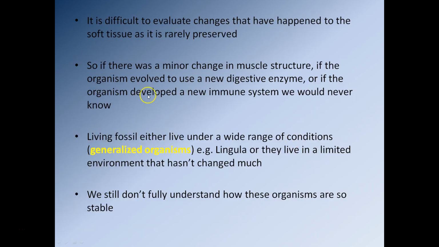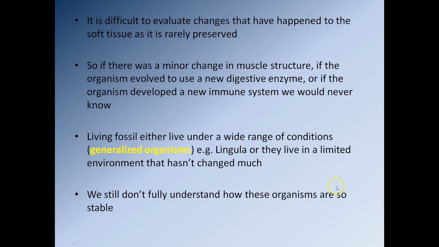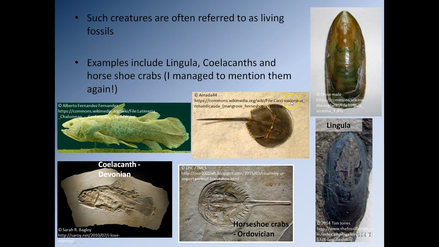So living fossils either live under a wide range of conditions, so they're very generalized, like Lingula. So it lives everywhere, so essentially it's taken on this very generalized body shape. Or they live in a very limited environment that hasn't changed much, like horseshoe crabs. Horseshoe crabs tend to like to live in relatively warm, shallow water. And so they are perfectly designed for that environment, so that once again, there is no selection pressure driving change.